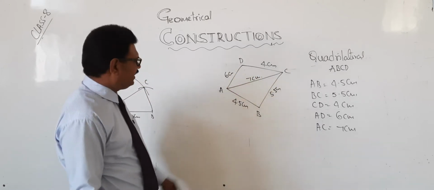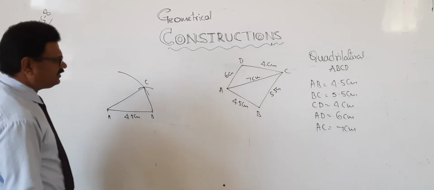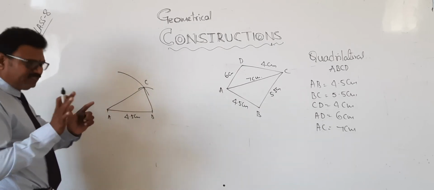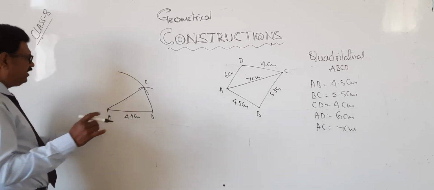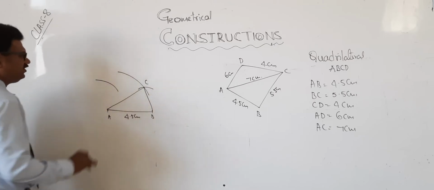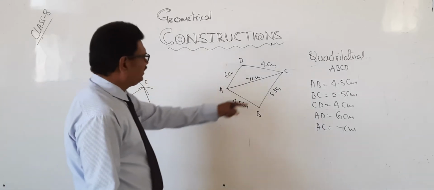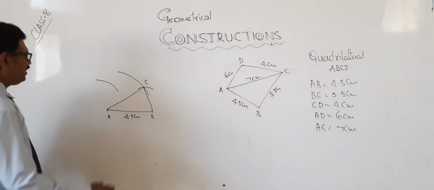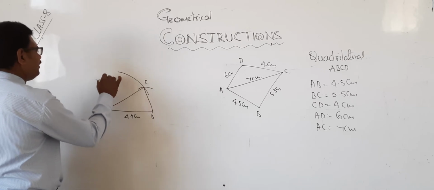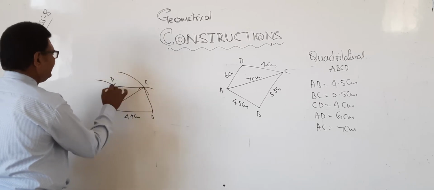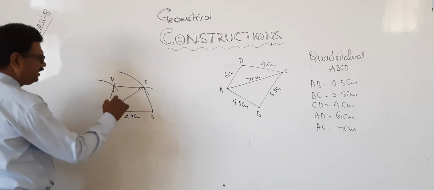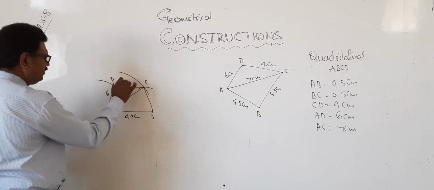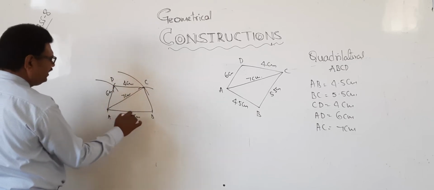Now one more part remains. A to D, how much is there? 6 centimeters. Take 6 centimeter radius with the compass, keep one end on A and draw an arc like this. Afterwards, CD, take 4 centimeters as radius, keep on C and cut this arc. It is nothing but D. Now join CD and AD. Therefore, this is nothing but our required quadrilateral ABCD.